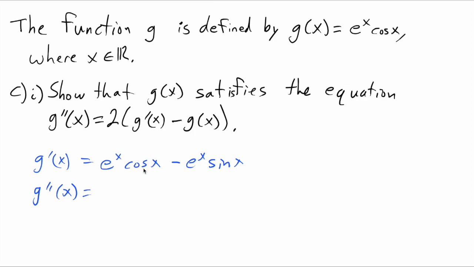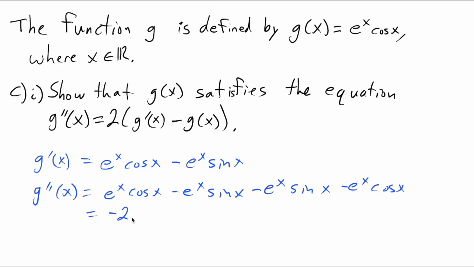Then we have the derivative of this again, which is, we already know what the derivative of that is. It is this. And then we find the derivative of this. And the derivative of sine is cosine. So do we get something to cancel here? The cosines cancel, and we got negative 2 e to the x sine x.